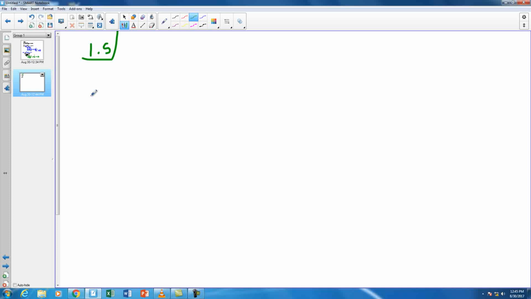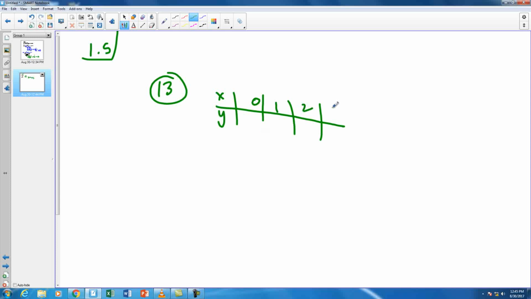So as you look at 1.5, a lot of it is stuff where there's not a lot of rules per se. It's more just what makes sense. Let me give you some examples. If we look at question number 13, there's an XY table. Don't mind my skewness there. It's 0, 1, 2, 3 for the X. And then it's 46, 36, 26, 16.